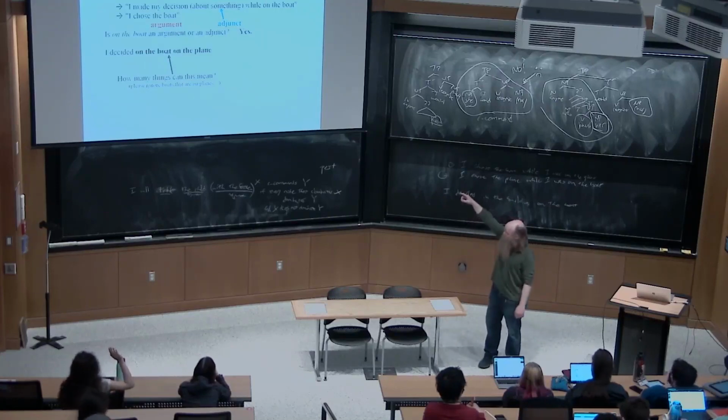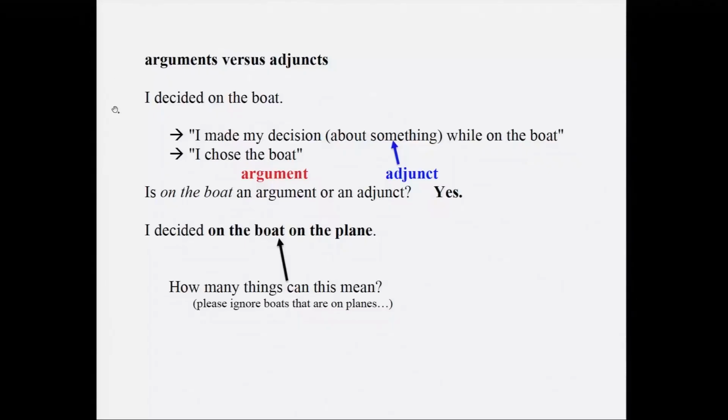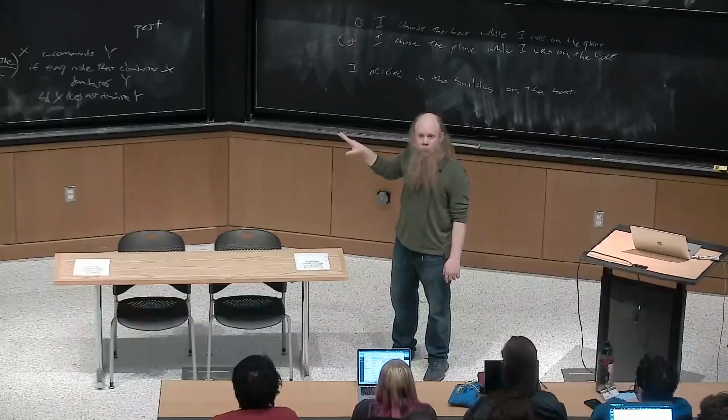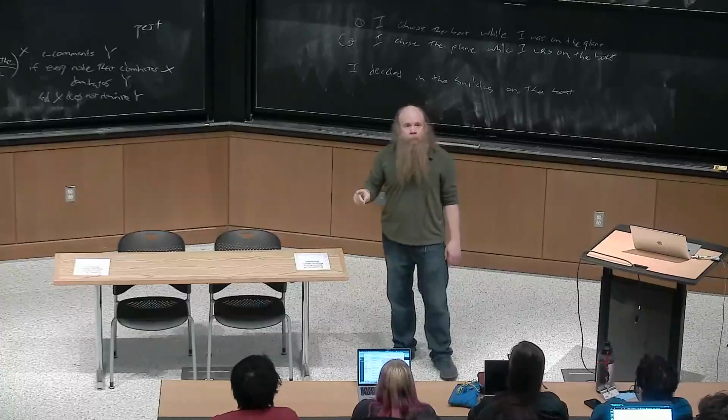So one thing that all of you are teaching us maybe is that it's dangerous for me to just show you these words on this slide and ask you what they mean. What I should really do is pronounce the sentence at you. So when you're asking yourself, how many things can this mean? Don't ask yourself what I decided on the boat, on the plane means. Ask yourself, what does I decided on the boat, on the plane mean?